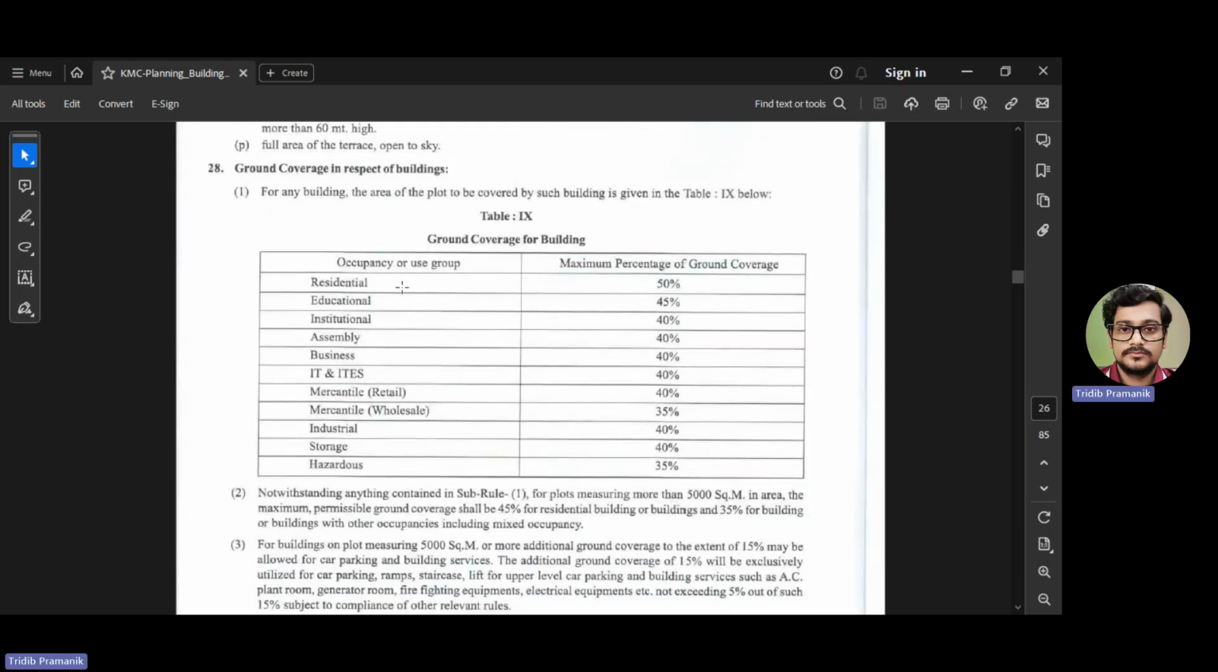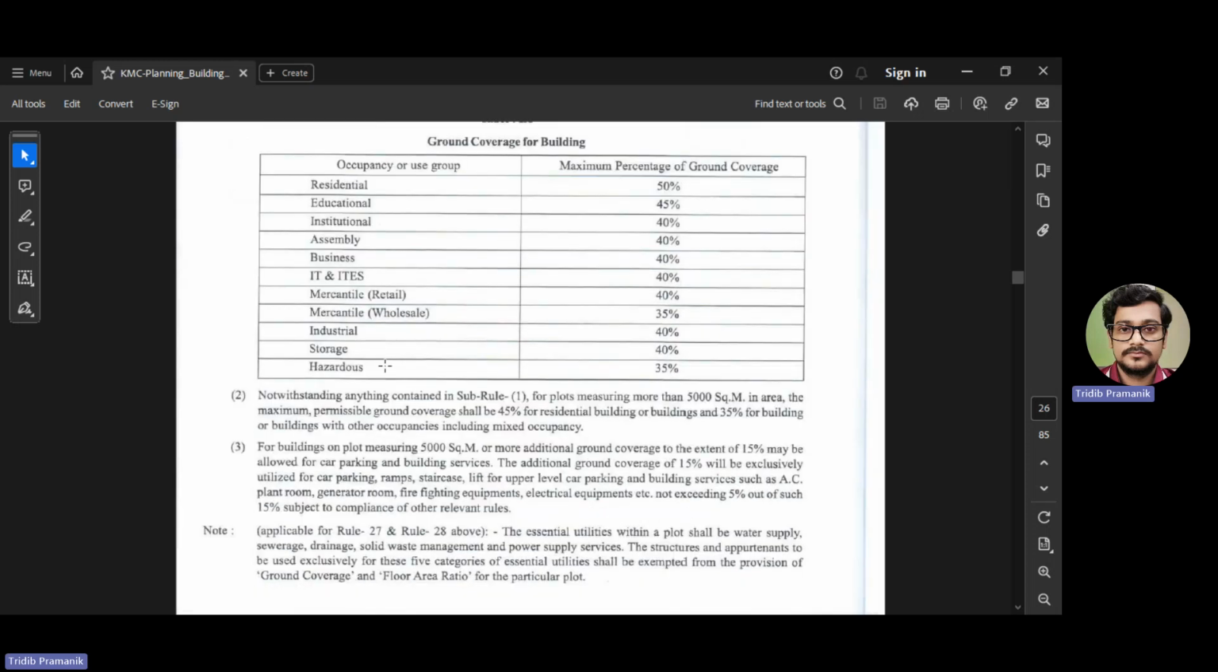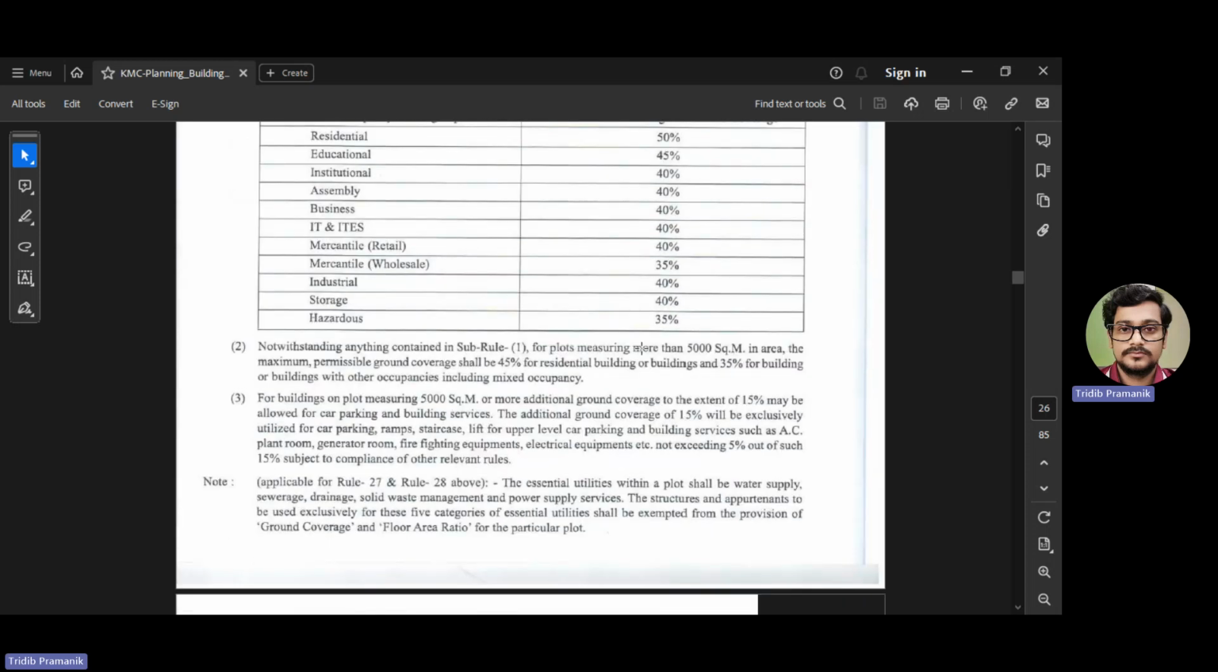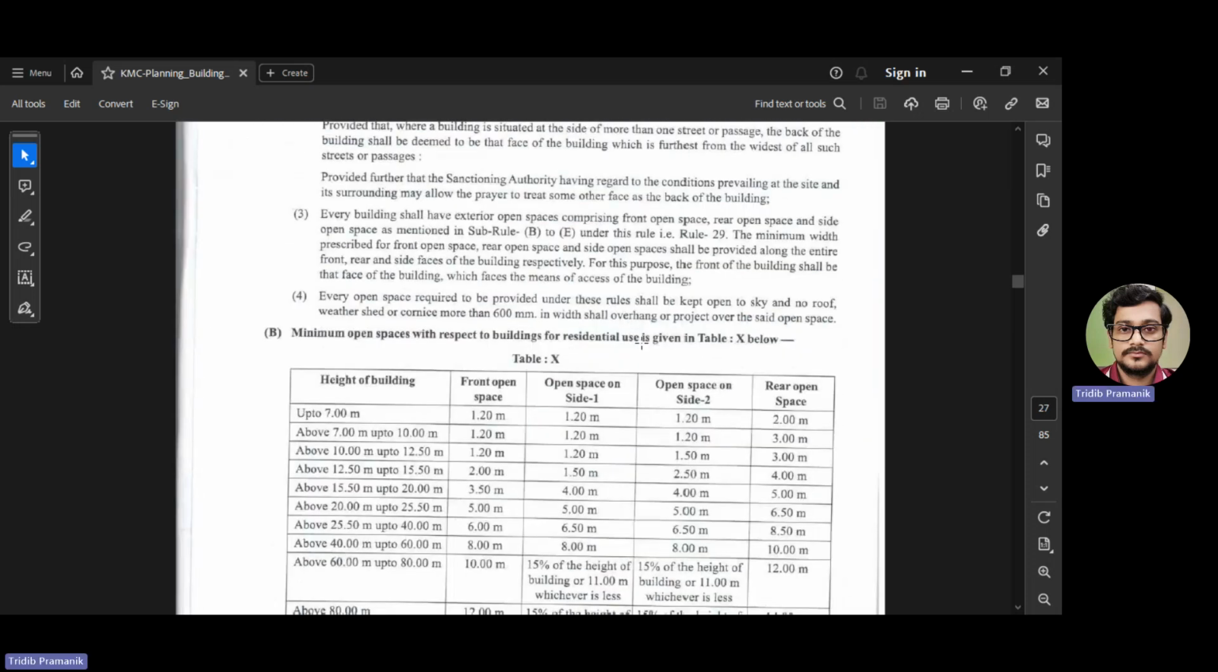Now, ground coverage for residential building, wherever we have any plot, maximum 50% can be covered. And for educational building, 45%, institutional 40%, assembly 40%. So all these way for different types of building, we have different value of ground coverage. And this is for open space.